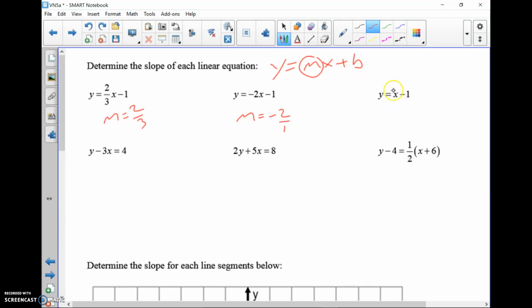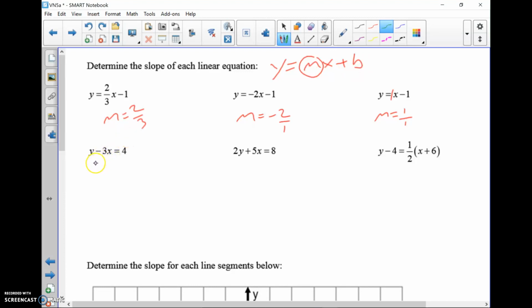Here, remember when there's no number in front of x, there's a 1 there. So this slope is 1, and that can go over 1. So that's up 1 over 1, up 1 over 1. These down here in the bottom row, they're not in y equals mx plus b standard form. But these first 2 are pretty easy to get that. And a lot of times you need to do that.